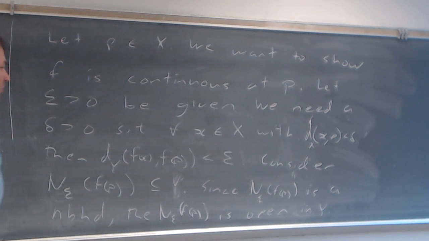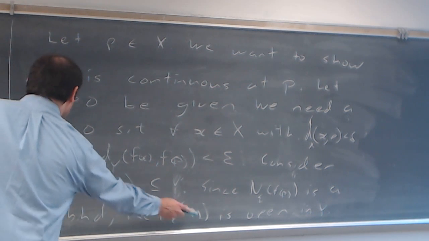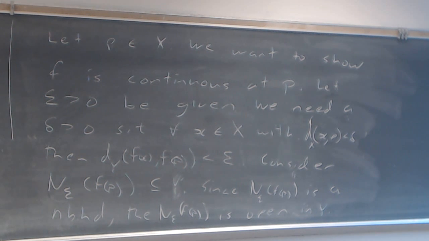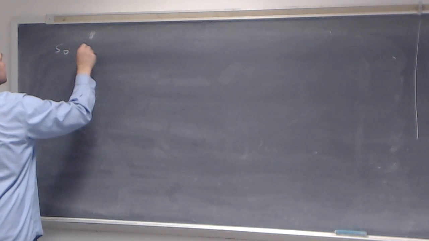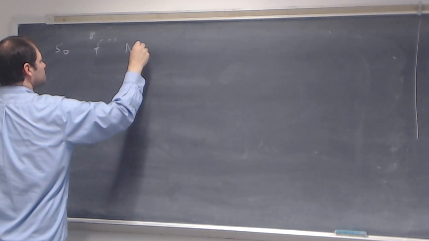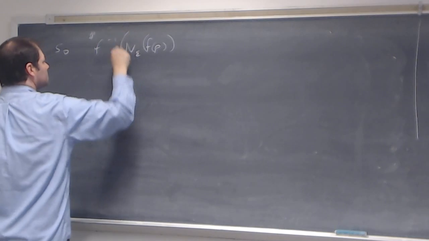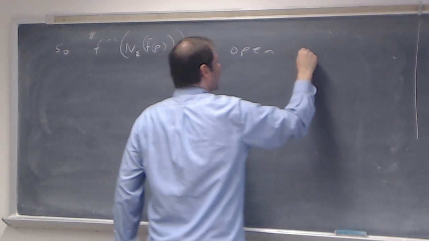Now, what are we assuming in this part of the proof? We're assuming that anytime you give me an open set in Y, its inverse image is open in X. So f inverse of this set is open in X. Write that down. It's open in X.